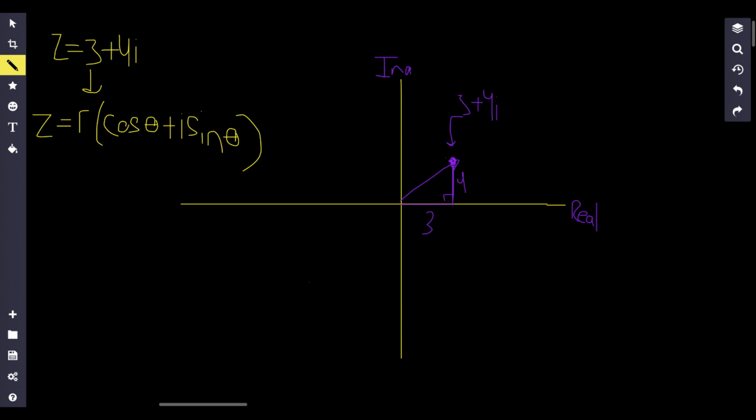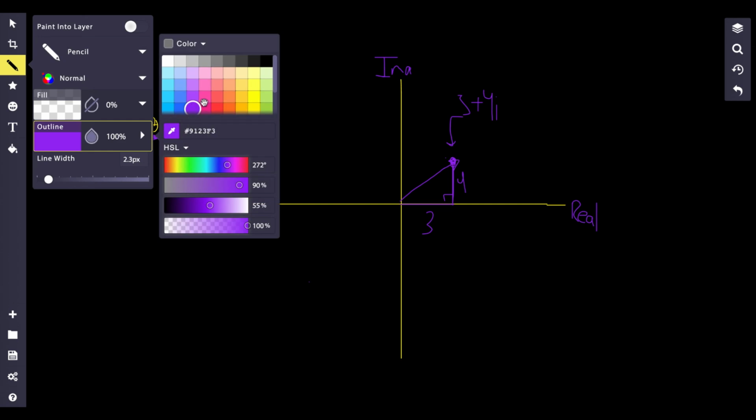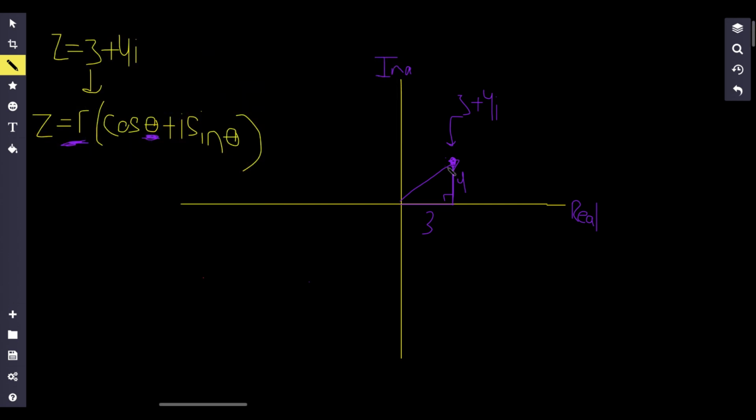Now, in order to convert from this a plus bi form to polar form, you need to know two things. You need to know what theta is, and you need to know what r is. So let me tell you what both of these mean. r represents the magnitude of our complex number. So how far away is this complex number from 0? And we denote this length with r.